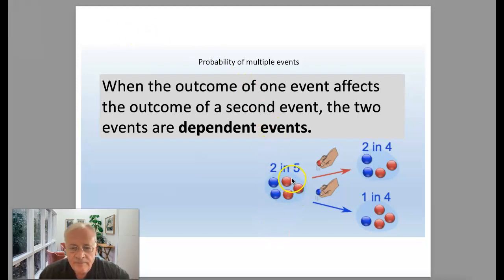All right? The first selection, if I pick a red ball, well, the second probability of picking a blue ball is 2 out of 4. But here, if I choose a blue ball the first time, then the second time the probability of picking a blue ball is only 1 out of 4. All right, those are dependent events because the probability of the second selection is affected by the first selection.